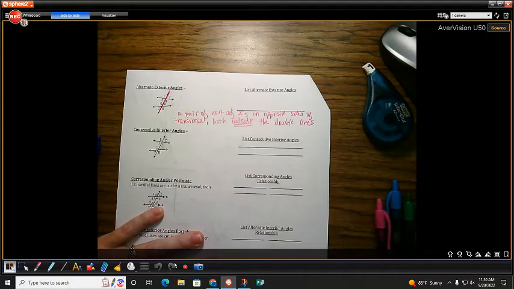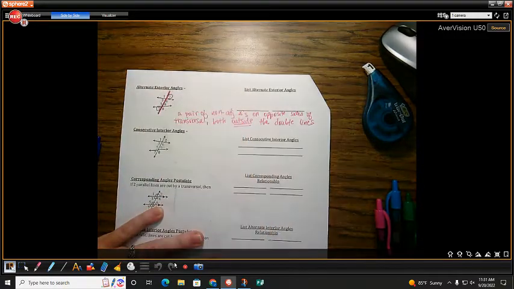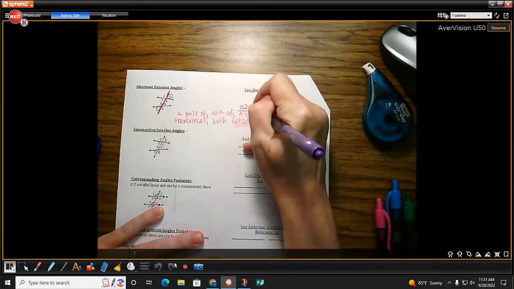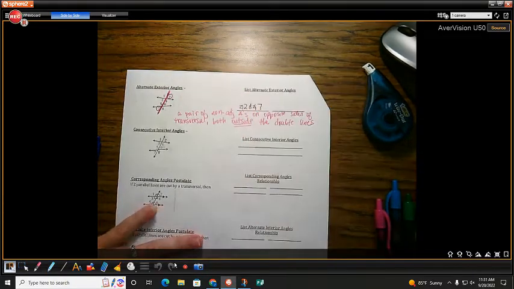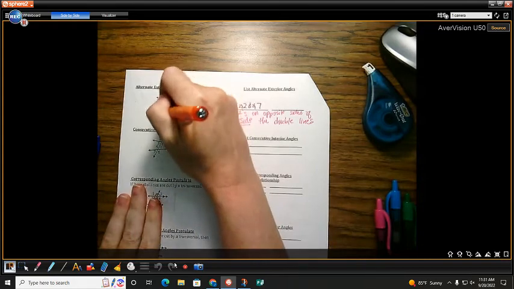Chloe. Angle 2 and angle 7, that's like a long distance relationship, huh? They're way out there. Angle 2 and angle 7. What's another set of alternate exterior angles? Go ahead, Zach. Angle 1 and angle 8.